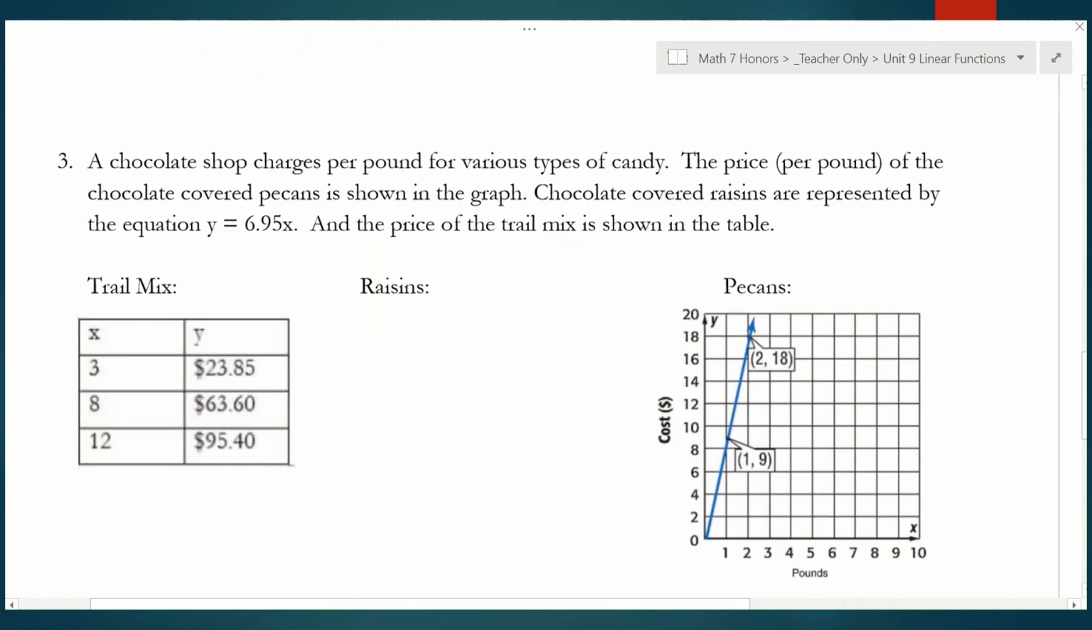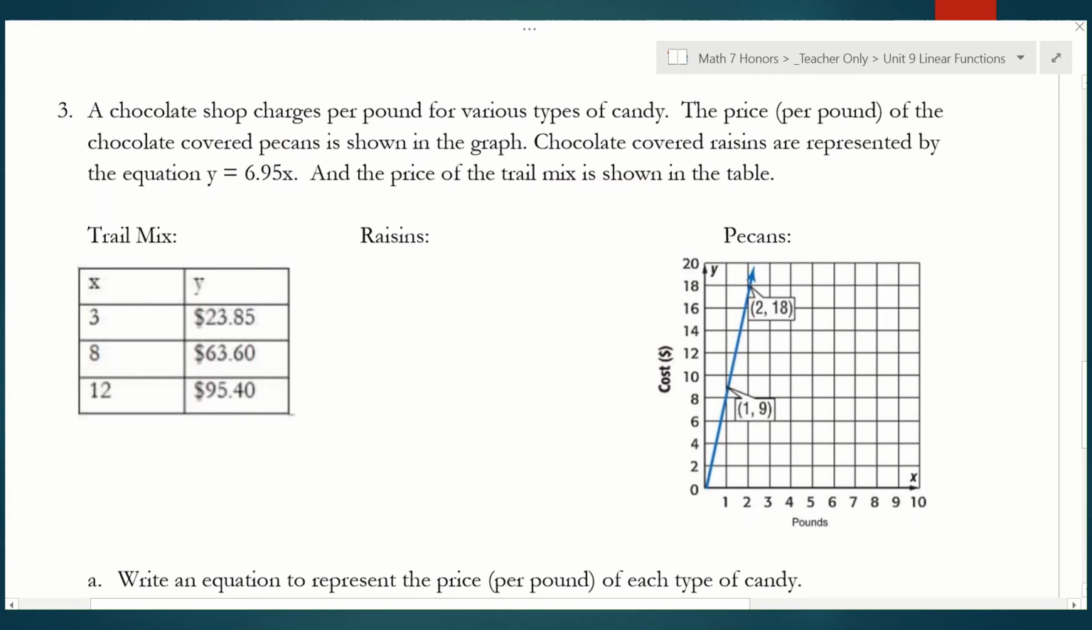All right, on to the back here. For number 3, it says a chocolate shop charges per pound for various types of candy. The price per pound of the chocolate-covered pecans is shown in the graph. Chocolate-covered raisins are represented by the equation y equals 6.95x, and the price of the trail mix is shown in the table. Okay, so we have 3 different linear functions that we are comparing for this one. The first thing I'm going to do is fill in the equation they gave me for raisins right here.